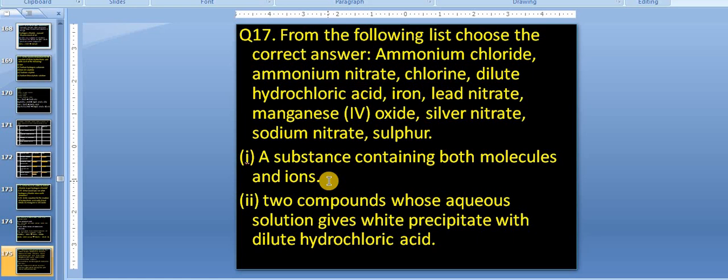And the two compounds whose aqueous solution gives white precipitate with hydrochloric acid. What would be the answer? Two compounds whose aqueous solution gives white precipitate with dilute hydrochloric acid. It is silver nitrate, okay, silver nitrate and lead nitrate. Yeah. So please remember.